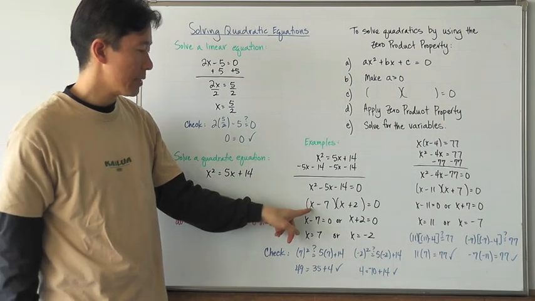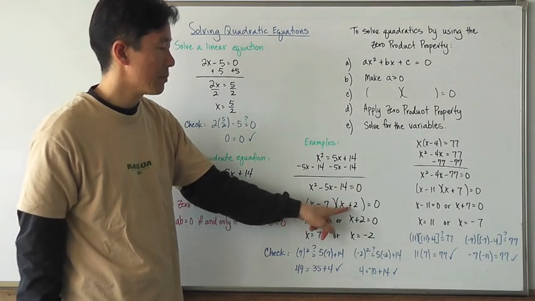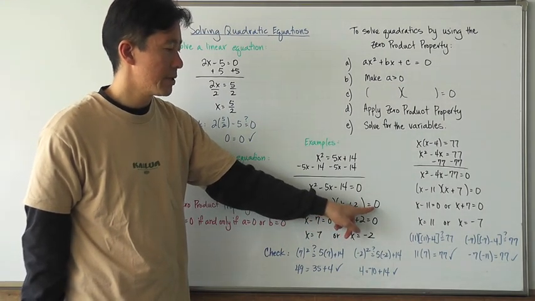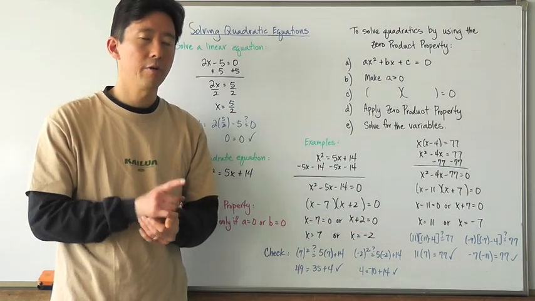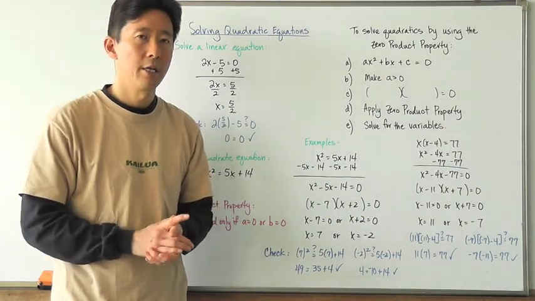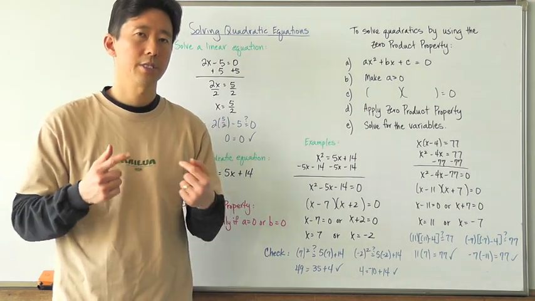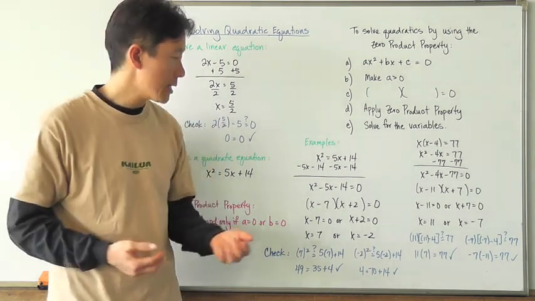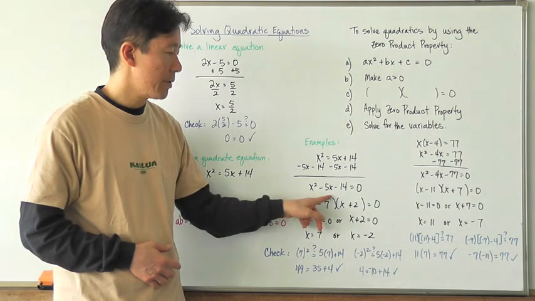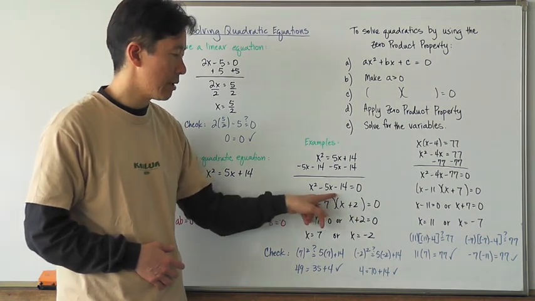So if we factor the quadratic, we come up with x minus 7 and x plus 2, and of course that's equal to 0. Now remember, before you go any further with this, one thing you really want to do is double check that your factorization is correct. Distribute, and make sure that you come out with the exact same quadratic that you started off with.